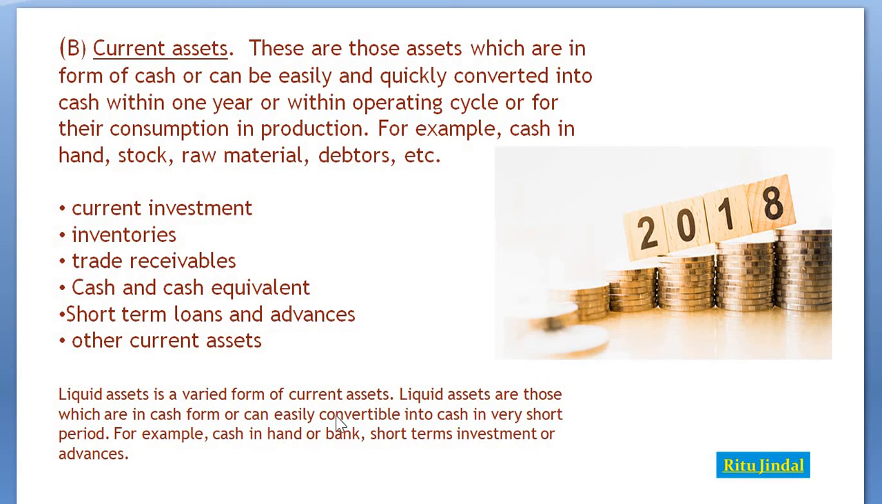Liquid assets are varied from the current assets. Liquid assets are those which are in cash form or can be easily converted into cash in a very short time period. For current assets, the time period is even one year and the operating cycle. Liquid assets are those which are converted into cash within 3 months, very fast. These are known as liquid assets. So we can say these are part of current assets. For example, cash in hand, cash at bank, short term investments for 3 months, which within 3 months will convert into cash.